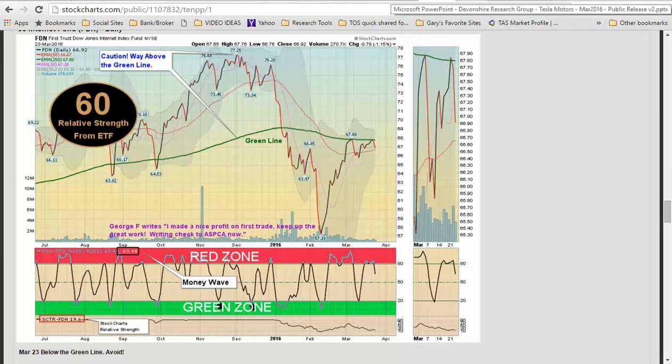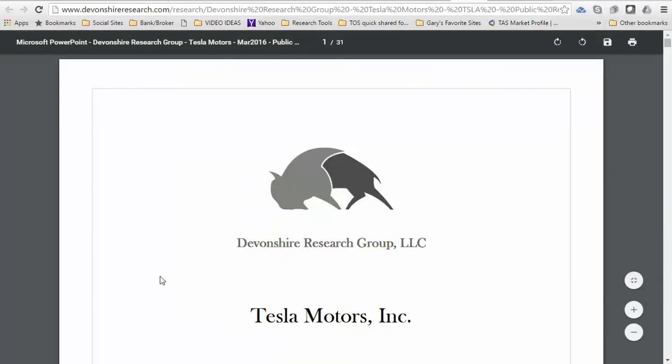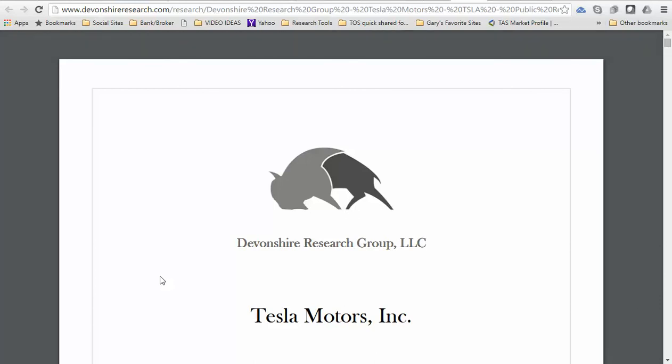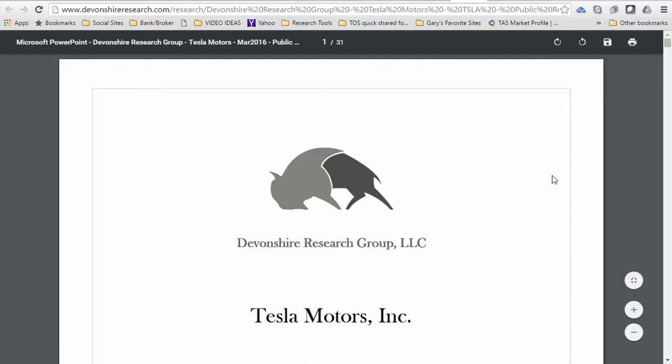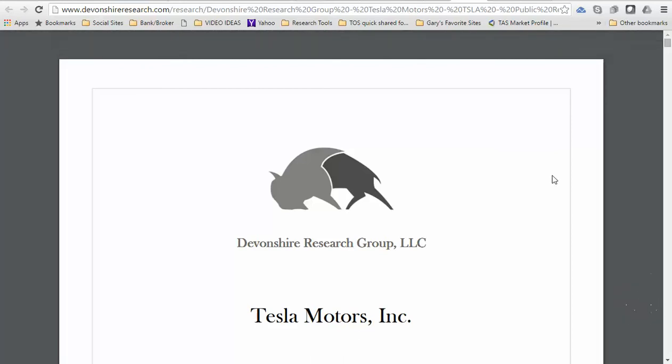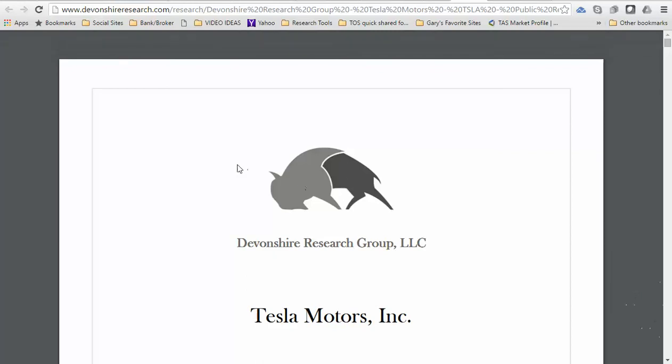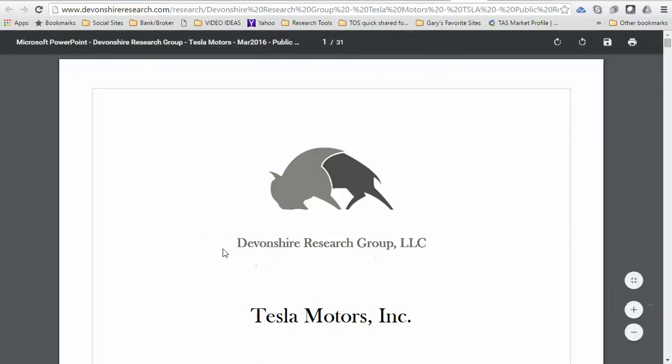Okay. And now I wanted to finally mention this. Devonshire Research Group came out yesterday, and they came out scathingly with this report talking about why they thought Tesla was way overvalued. It's about 31 pages worth of stuff talking about how they just completely think the valuation is out of whack. So I wanted to mention that, and that's one of the reasons why Tesla just got destroyed yesterday.